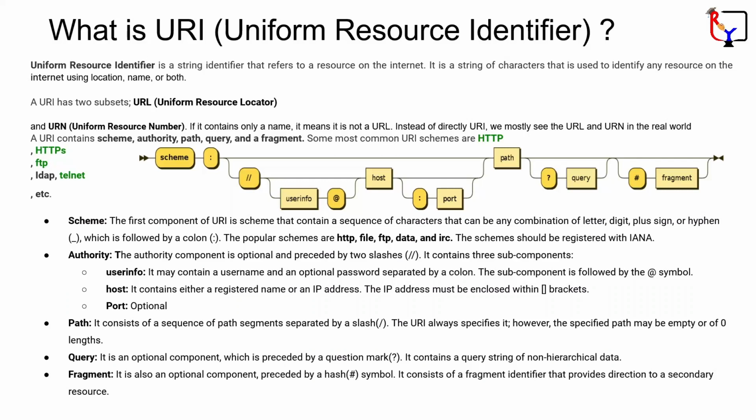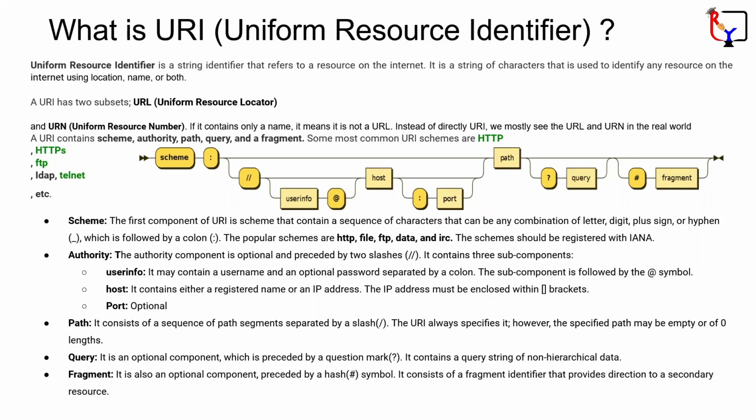If it contains only a name, it means it is not a URL. Instead of a direct URI, we mostly see URL and URN in the real world. A URI contains scheme, authority, path, query parameter, and fragment. I will explain query parameter and path parameter, and the difference between query and fragment, in more detail in coming videos. This is an introduction of all these things.